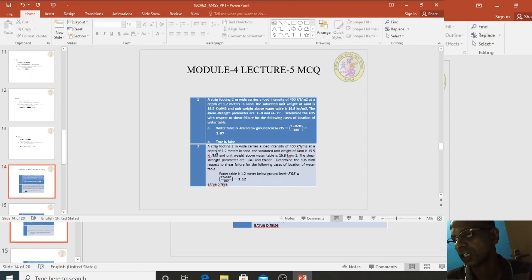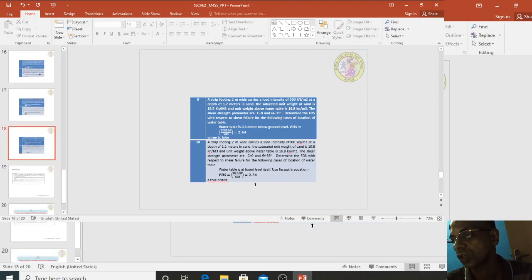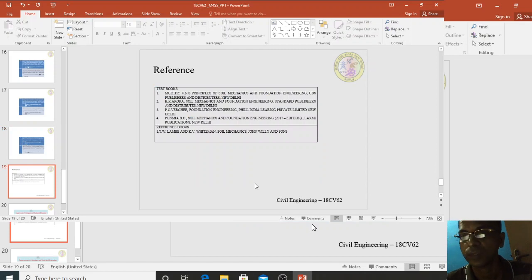Similarly, for the second question, water table is 1.2 meter below the ground level. The factor of safety 3.12, it is true. Third one, when the water table is at the ground level itself, it is 2.24, that is true. When the water table is 4 meter below, that is 3.87, that is true. When the water table is 2.5 meter, 3.6 is true. So these are all the probable MCQ questions you can expect from this particular topic.